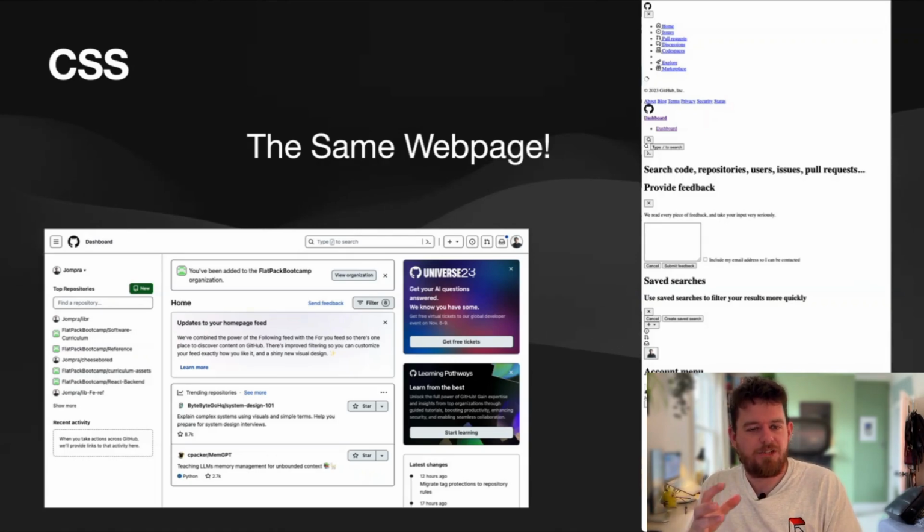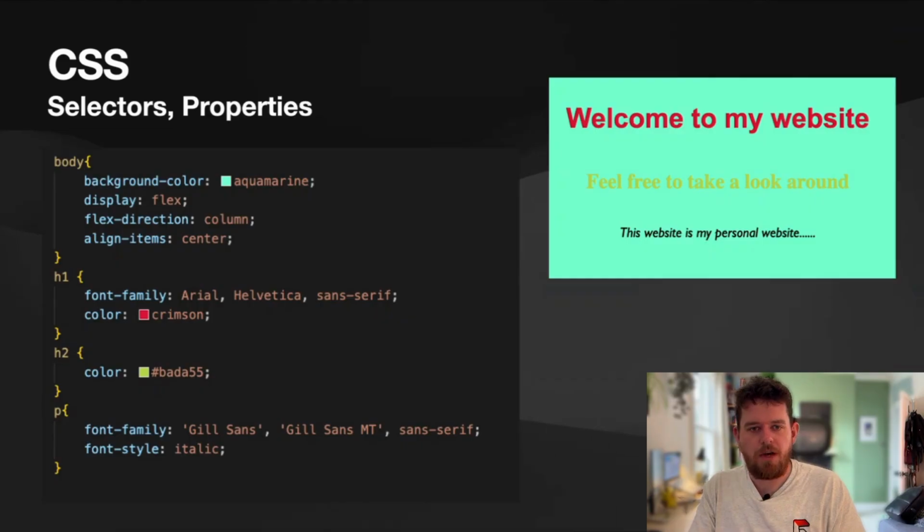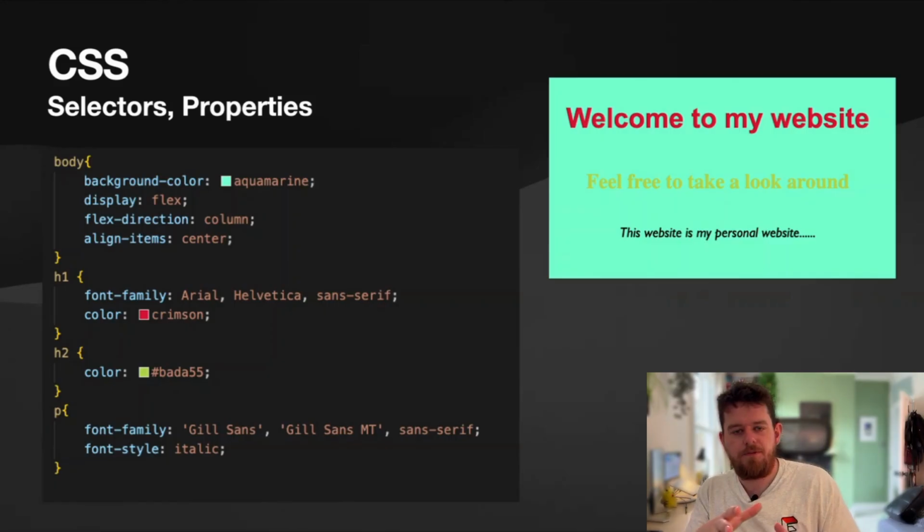The CSS just concerns itself with the look and feel of our websites. So how do we write some CSS? Well, we use what's called selectors and properties. For example, you'll see here on the left we've got our CSS, and on the right we have the same website that we viewed before in the HTML section.